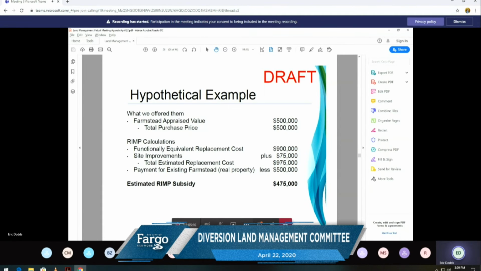In addition to the buildings, there's going to be some site improvements. This could be utilities, it could be gravel, it could be drainage, other improvements that need to be made at the new site. And so collectively, that's $970,000. They would use the $500,000 as a down payment, and so the estimated subsidy through this RIMP program would be $475,000.